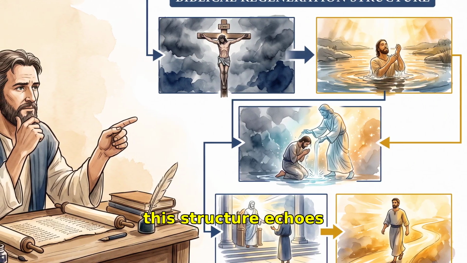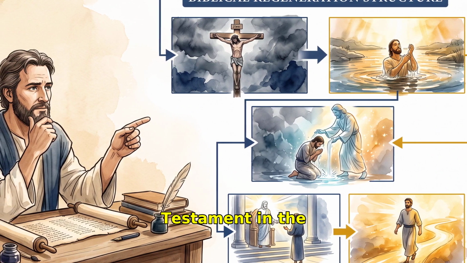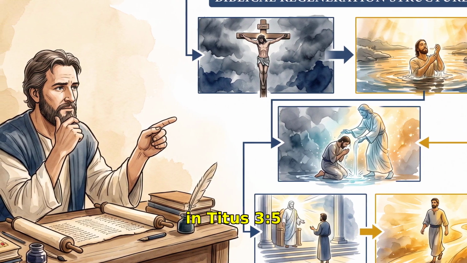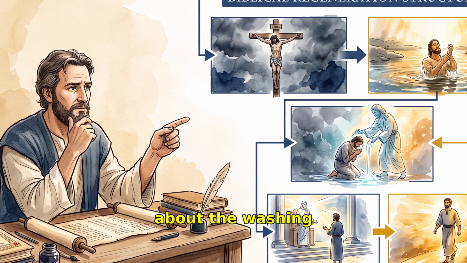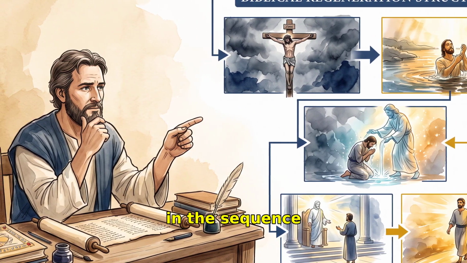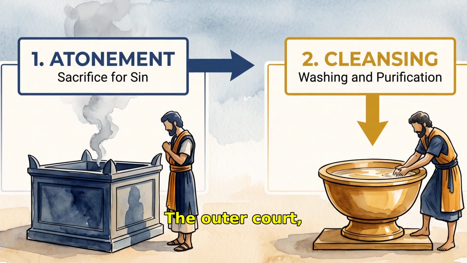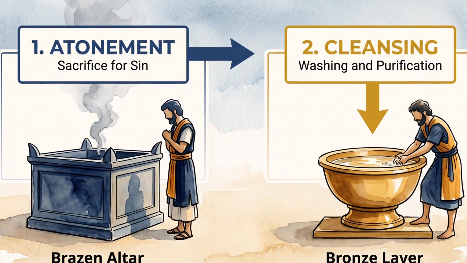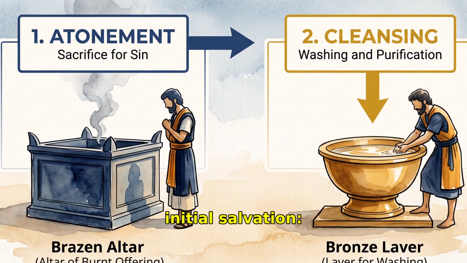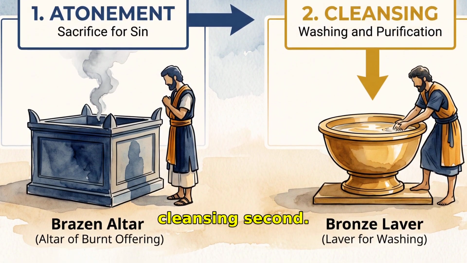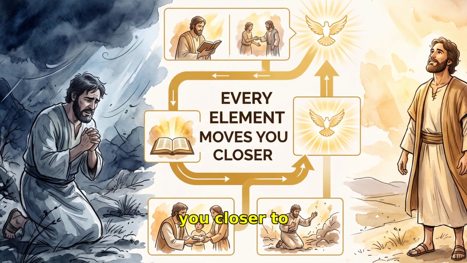Scholars note that this structure echoes throughout the New Testament in the pairing of the cross and baptism, in Paul's language in Titus 3:5 about the washing of regeneration, in the sequence of justification and sanctification. The outer court, with just these two objects, mapped out the entire logic of initial salvation. Atonement first, cleansing second. Every element moves you closer to God.